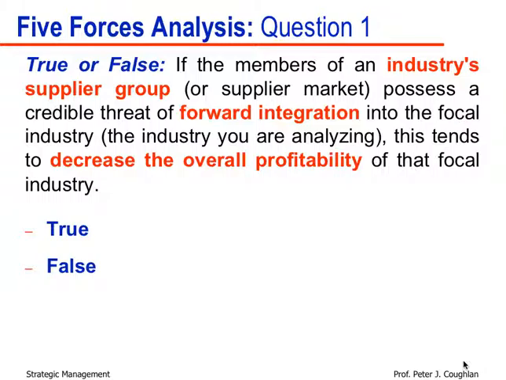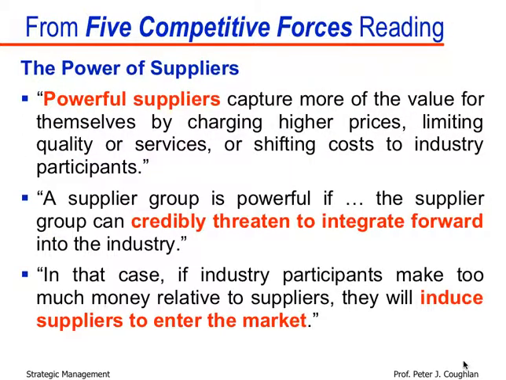Well, let's look at, again, first going to the reading, the Porter reading on the five competitive forces that shape strategy. Here are just some excerpts from the section called The Power of Suppliers, one of the earlier sections in the reading. Powerful suppliers capture more of the value for themselves by charging higher prices, limiting quality or services, or shifting costs to industry participants. A supplier group is powerful if the supplier group can credibly threaten to integrate forward into the industry. In that case, if industry participants make too much money relative to suppliers, they will induce suppliers to enter the market. Right.